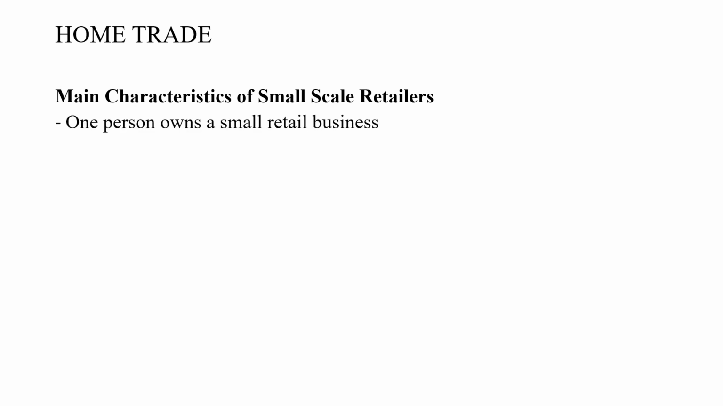So we have looked at all the characteristics of retail. Now we look at two types of retail, which are small scale retail and large scale retail. We start with small scale retail. A small scale retail is just a retail that one person owns. It has limited capital. It doesn't have enough capital to run the business. It's just a small amount of capital.